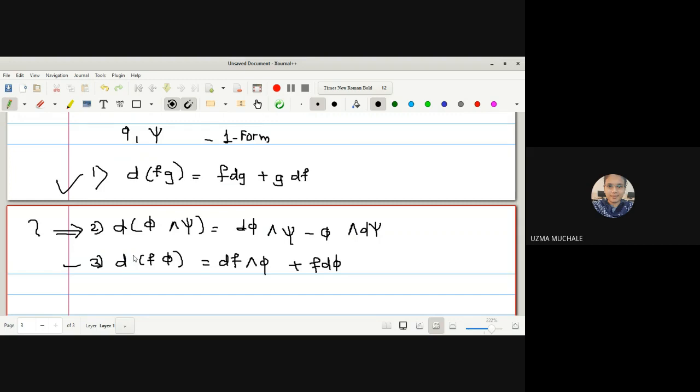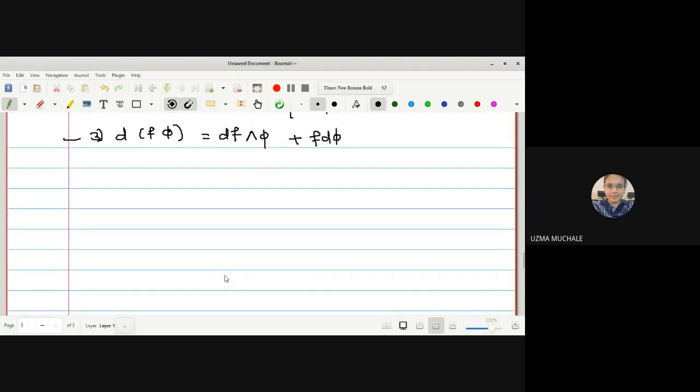We are being provided that f and g are real valued functions and phi and psi are one forms, and we have to prove that. What is our aim to prove? We have to firstly prove the very similar property just like our derivative. Second is this one, and third one is when f is a real valued function and phi is a one form. Okay, so let me start with the first one. So we have to prove that d(fg) is equal to, okay.